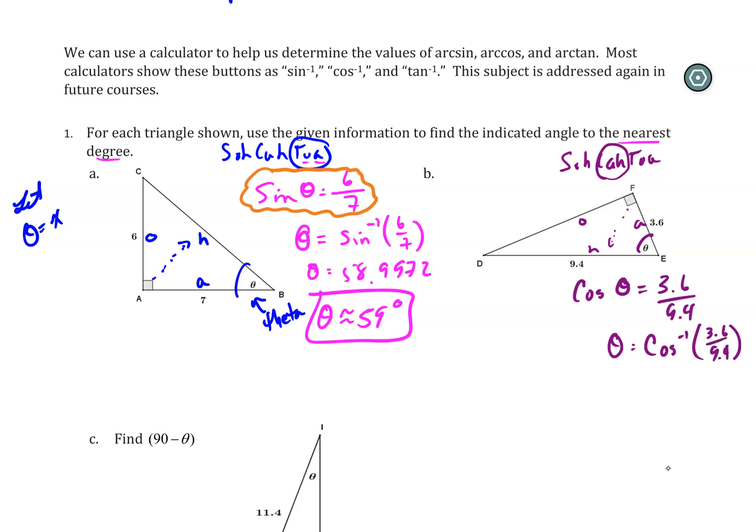Now we can go to the calculator and plug that in. In this case, we can type that into our calculator. That's going to give us a value of 67.48168. Again, we are rounding to the nearest degree in this case, so theta is approximately 67 degrees. Again, make sure your calculator is in degree mode.